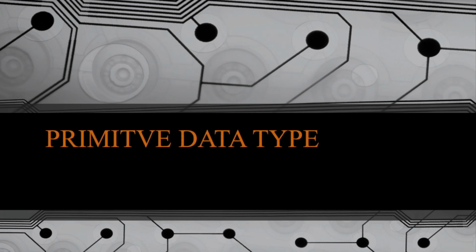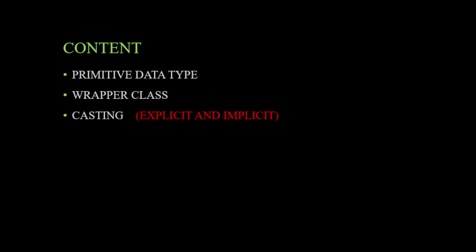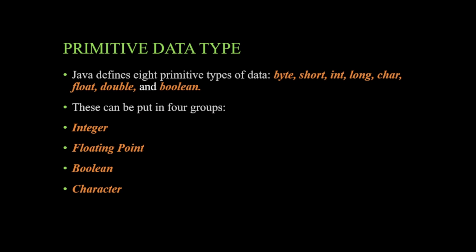So the content of the video is primitive data types, followed by wrapper classes and casting, that is explicit and implicit casting. हम इस वीडियो में इन तीनों टॉपिक को कवर करेंगे, तो इस वीडियो में लास्ट तक बने रहिए। So here is our first topic, that is primitive data types. Java has 8 primitive data types.